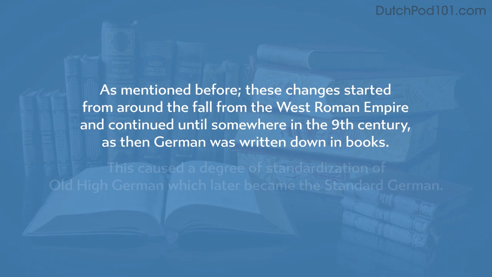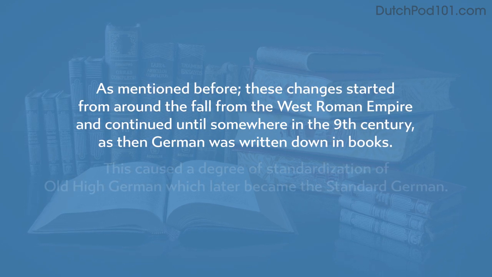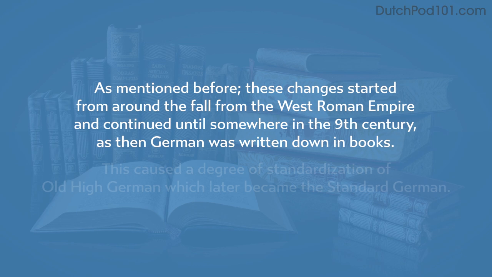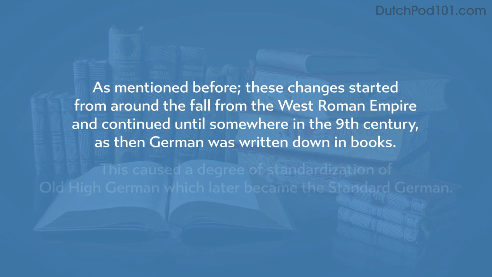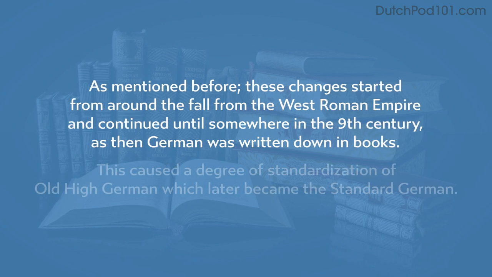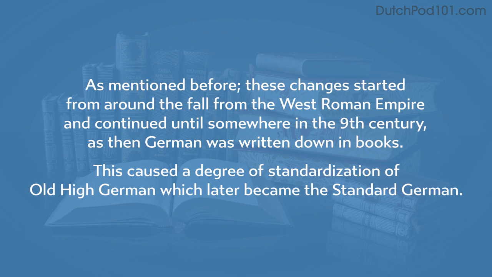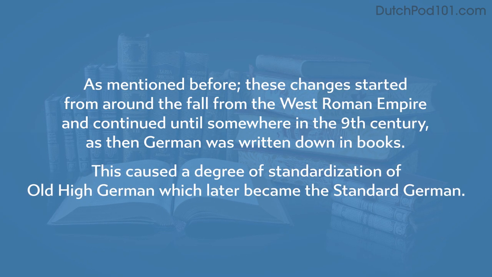As I mentioned before, these changes started right from around the fall of the West Roman Empire and continued until somewhere in the 9th century, as then German was written down in books. This caused a degree of standardization of Old High German, which later became the Standard German. And that wraps up the phases. Having this shift in mind, you can see why German and Dutch are over 80% similar.